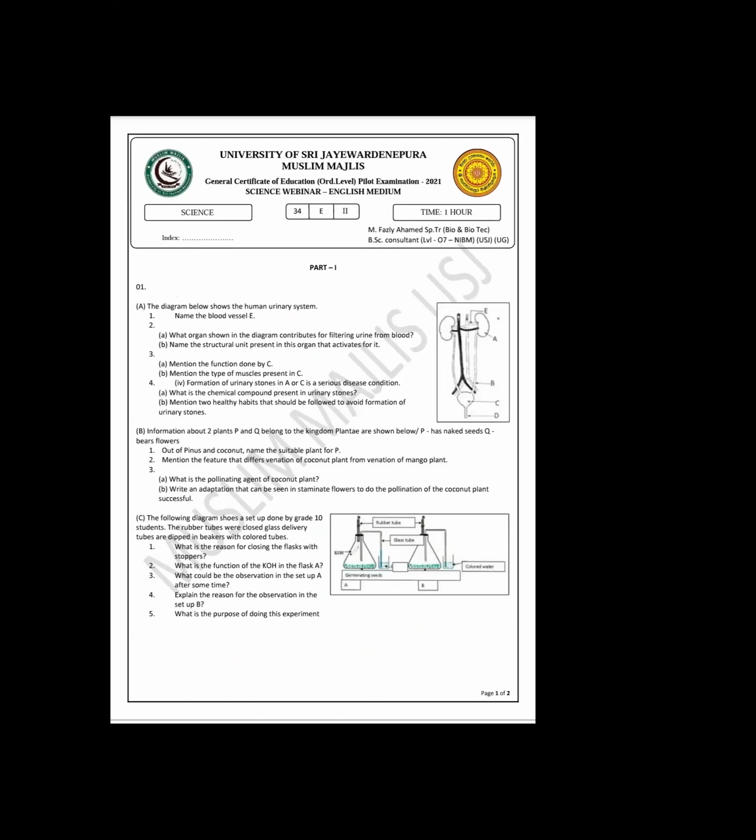The C part. The following diagram shows a setup done by grade 10 students. The rubber tubes were closed, and the glass delivery tubes are dipped in beakers with colored water. First one: what is the reason for closing the flask with the stoppers?